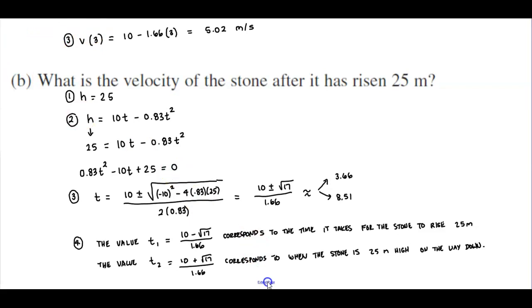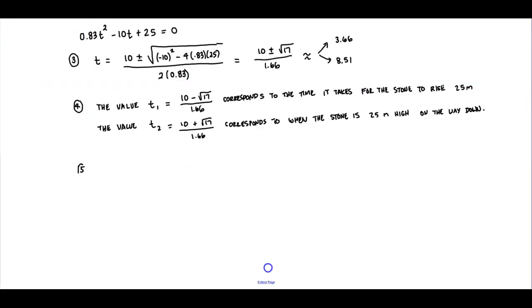Okay, so what does this tell us? Well, that tells us thus that v of the value of t1, which is equal to 10 minus 1.66 times 10 minus the square root of 17 over 1.66, gives us the square root of 17, which is approximately 4.12 meters per second.